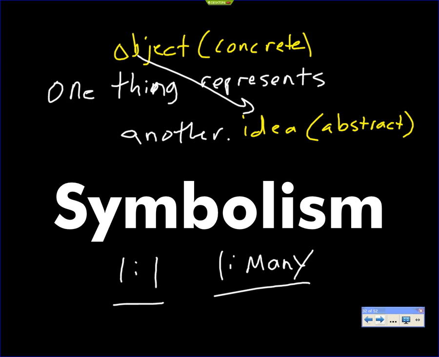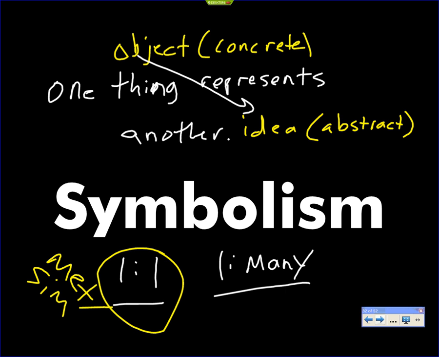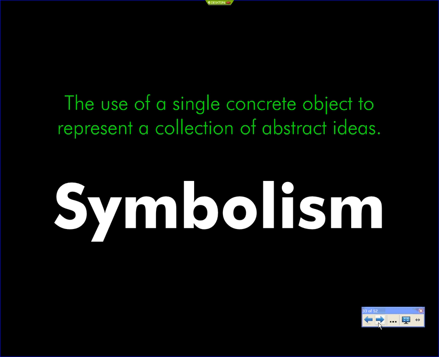So if I say the sun is like an oven, that's a one-for-one, right? Sun and oven, very simple relationship, very local. Metaphor and simile, right? Then there's symbolism. Okay. So there's your specific definition. The use of a single concrete object to represent a collection of abstract ideas.